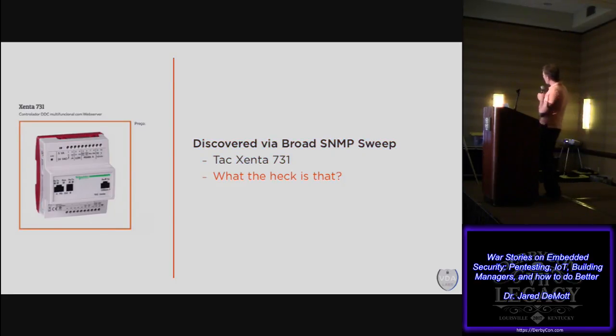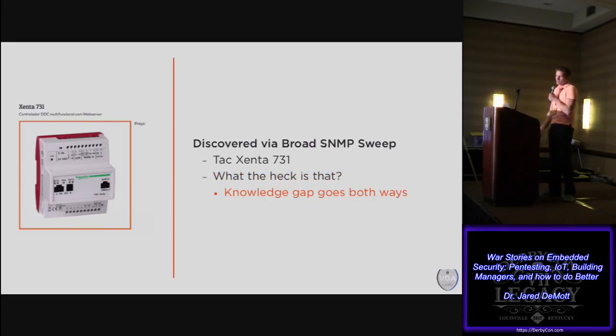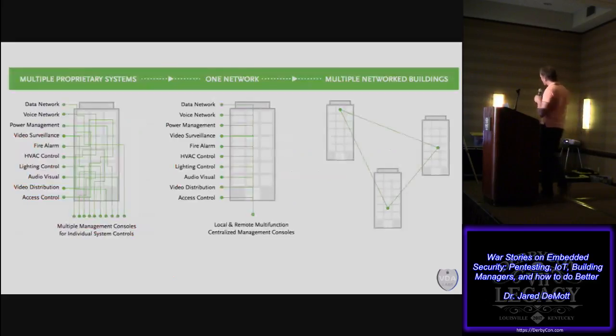You can learn all about them, and you can find them on Shodan. And apparently they've sold a lot of these, and you're on the device, and there's a default user and pass, and they're all over the place. That's really bad. And you'll find that same thing with other types of things too. For example, we found this system with a broad SNMP sweep. It was a Tridium 731, and we thought, what is that? We've never seen that before. We didn't know what it was.